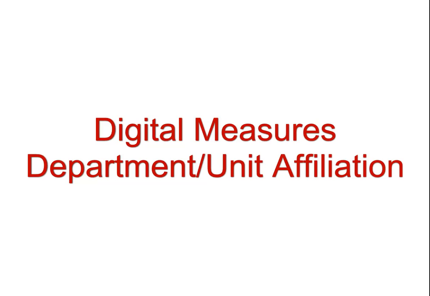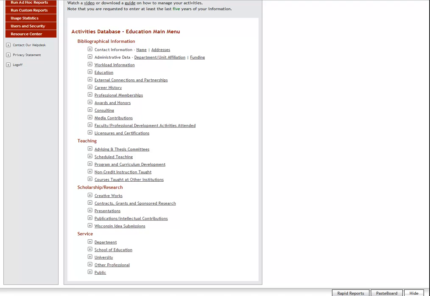The Department/Unit Affiliation section of a person's Digital Measures profile lists information about their employment. In this video tutorial, I will edit the Department/Unit Affiliation section of a sample Digital Measures profile.